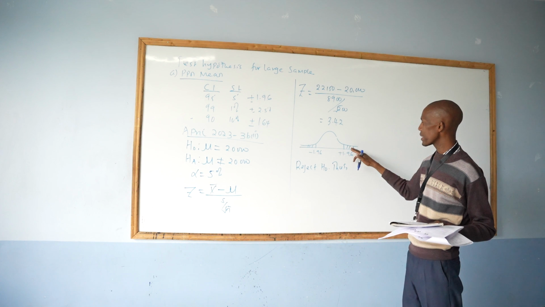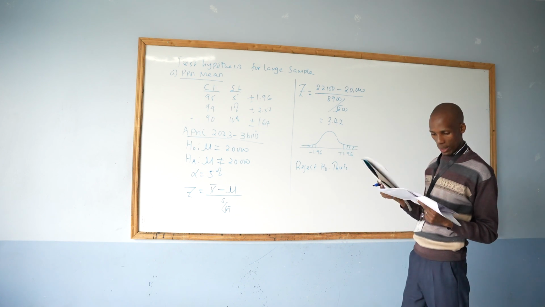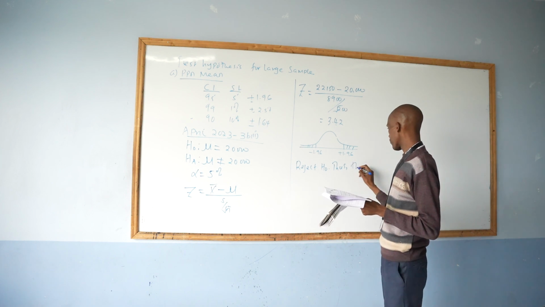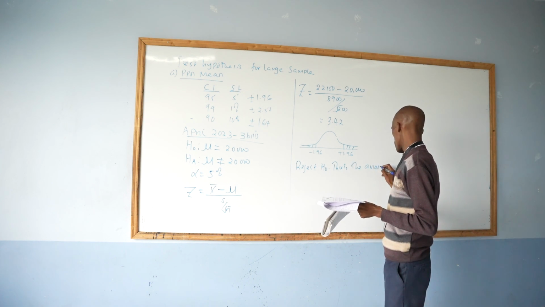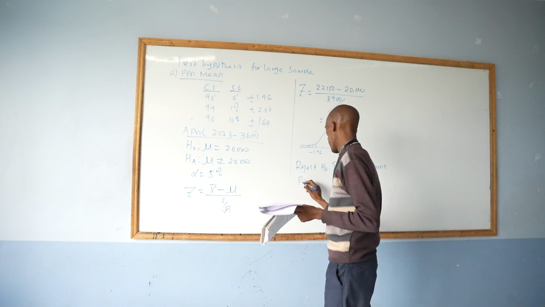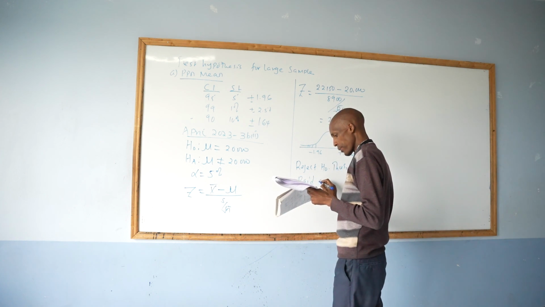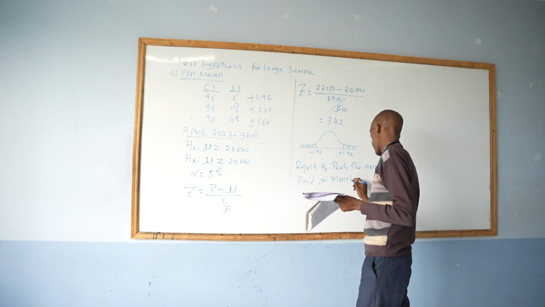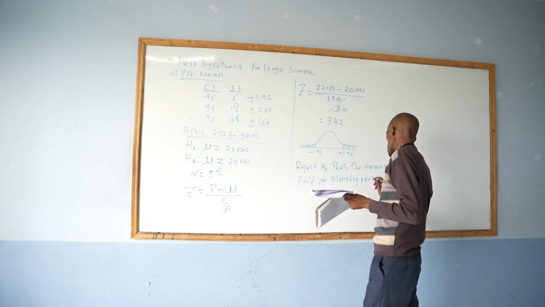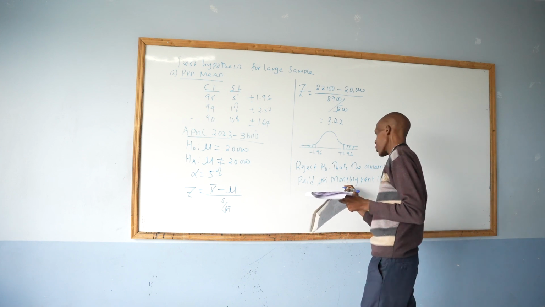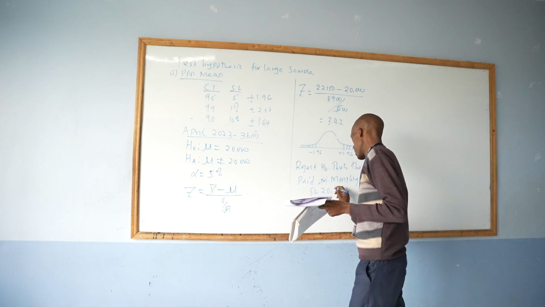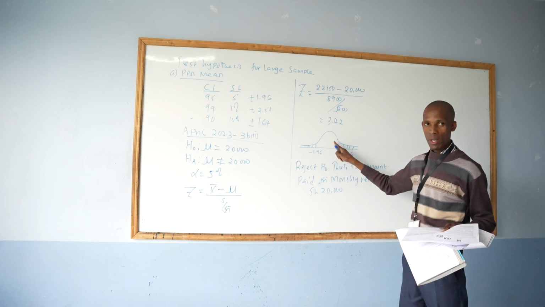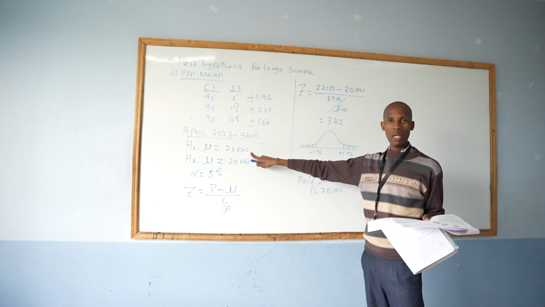But now this is rejected, and therefore the claim that the amount paid in monthly rent is not, or you can use your own language, is not 20,000. Otherwise, if we could have accepted, we would have agreed with the null hypothesis.